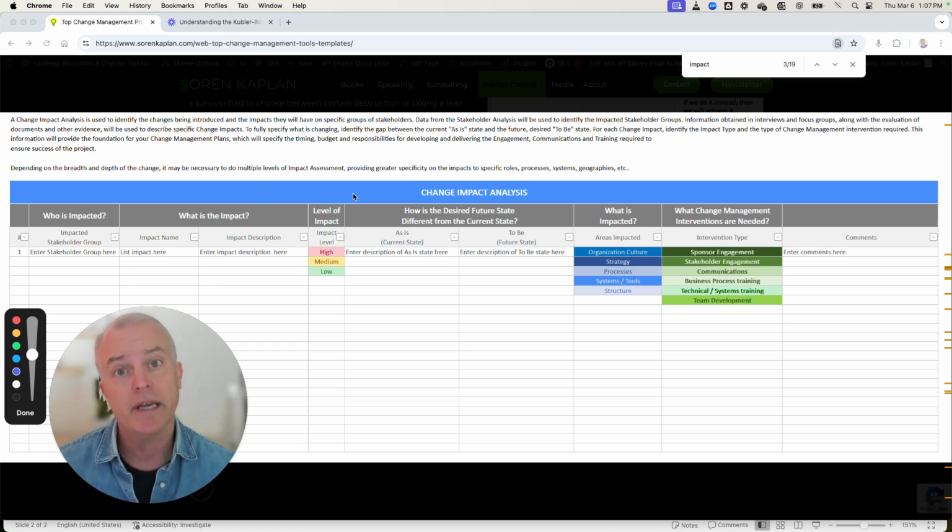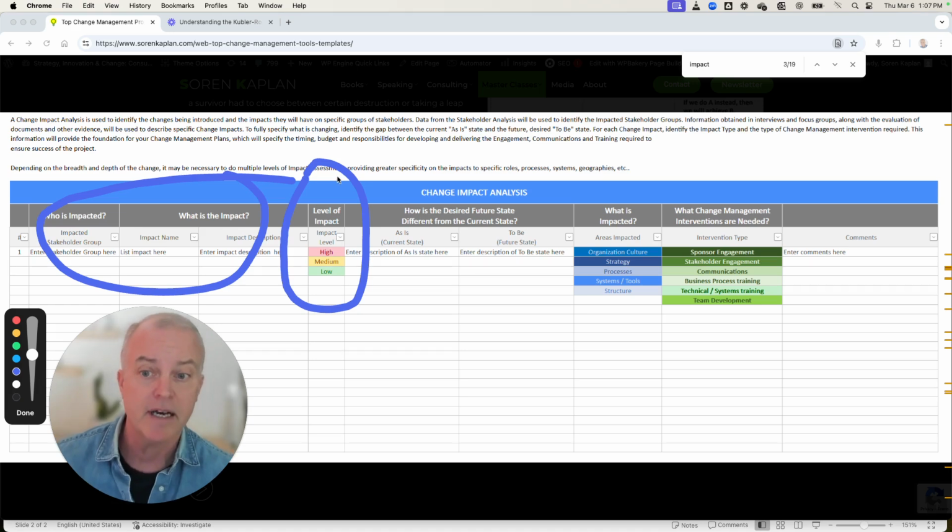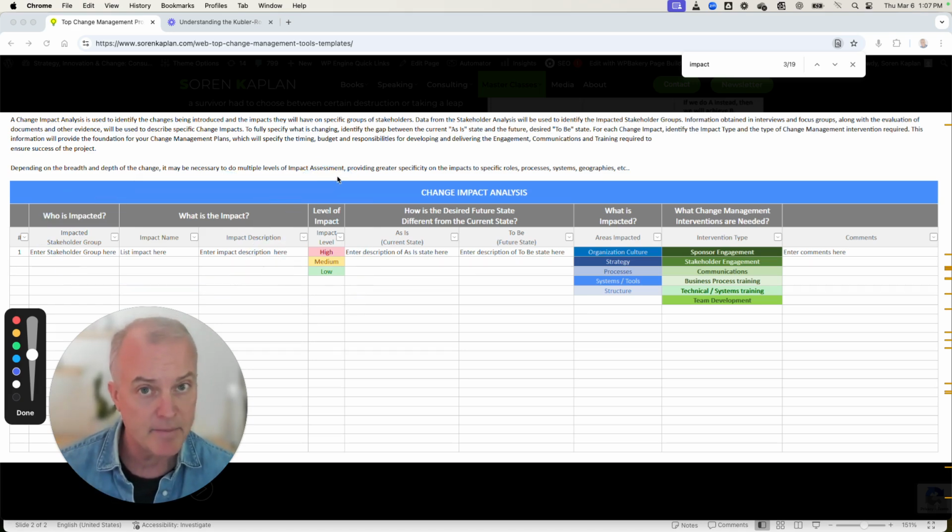And then in an impact analysis, you want to determine and list off the who and the what, but then the level of impact is very important because if it's a huge high impact, you want to really focus on those stakeholders and make sure they're supported. If it's a lower impact, you may need to just do communication and engage them in lighter touch ways.